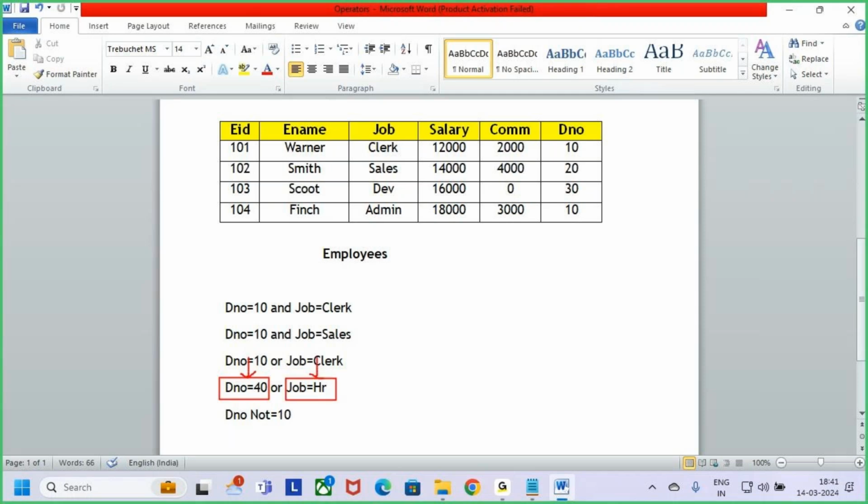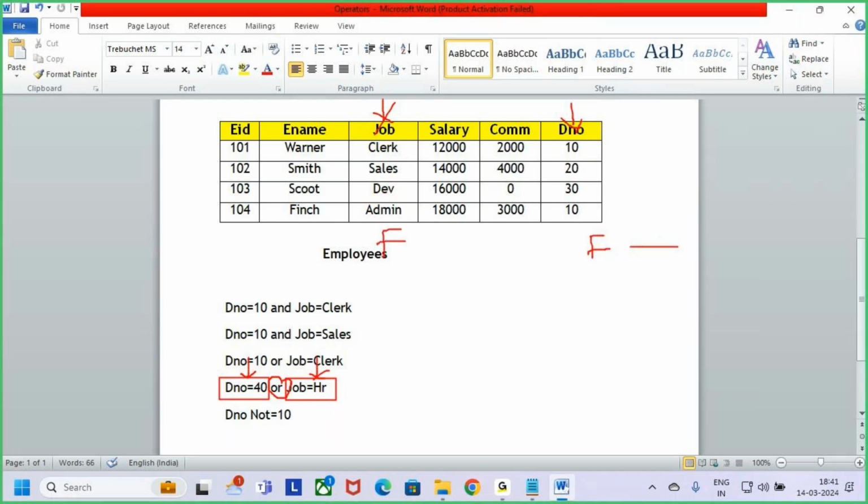Second condition is what? Job is equals to HR. Between these two, what's the operator I'm using here? OR operator. Now try to understand. Under the department number column, I'm having the department number is equals to 40. No, the first condition is false. Now the second condition is what? Job is equals to HR. Under the job column, I'm having the job is equals to HR. No, the second condition is also false.